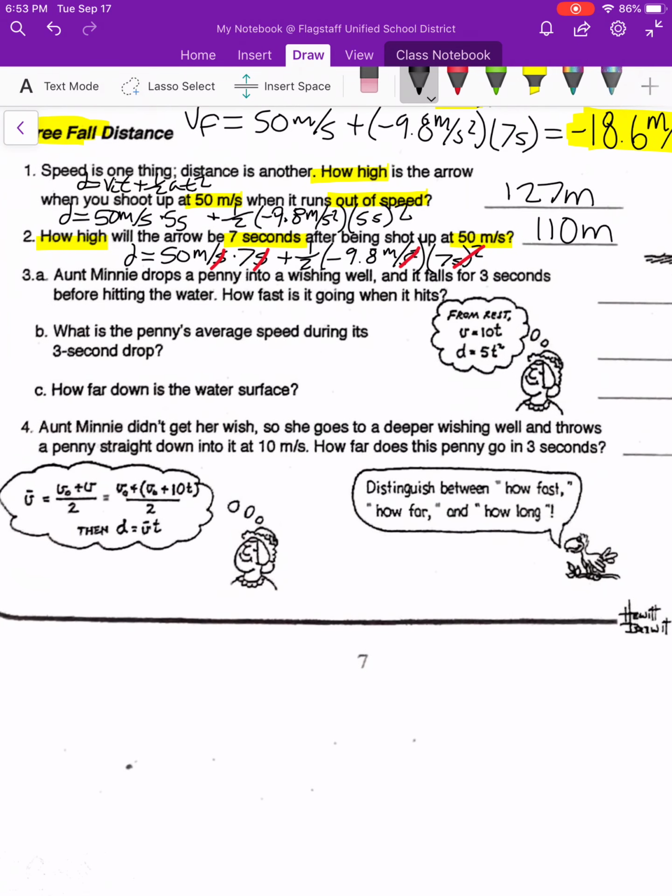All right. So let's look at our equations. Which one looks good? I think I found one. Let's go through this real quick though. All right, what do we know? She drops it, right? Drops a penny.